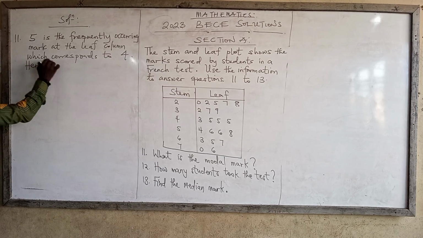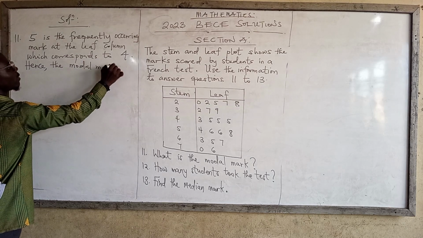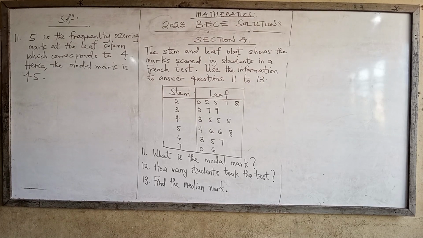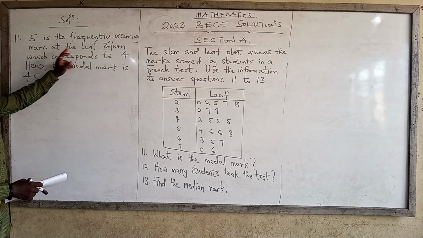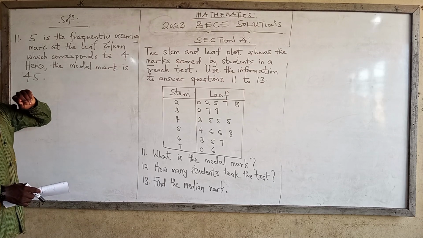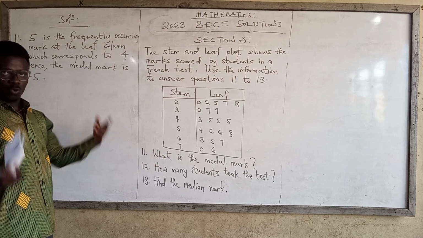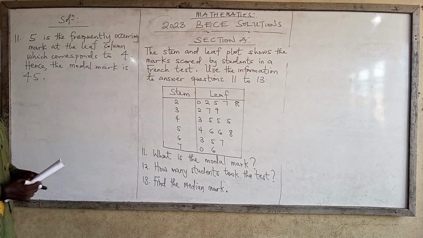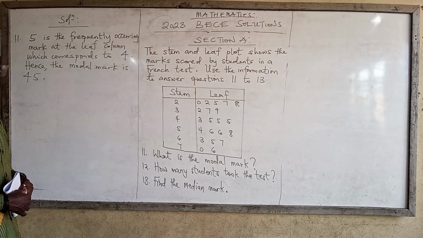Hence, the modal mark is 45. Very, very simple. 5 is the frequently occurring mark at the leaf column, which corresponds to 4 at the stem column. You can add that. So hence the modal mark is 45. So that's how we obtain the modal mark.